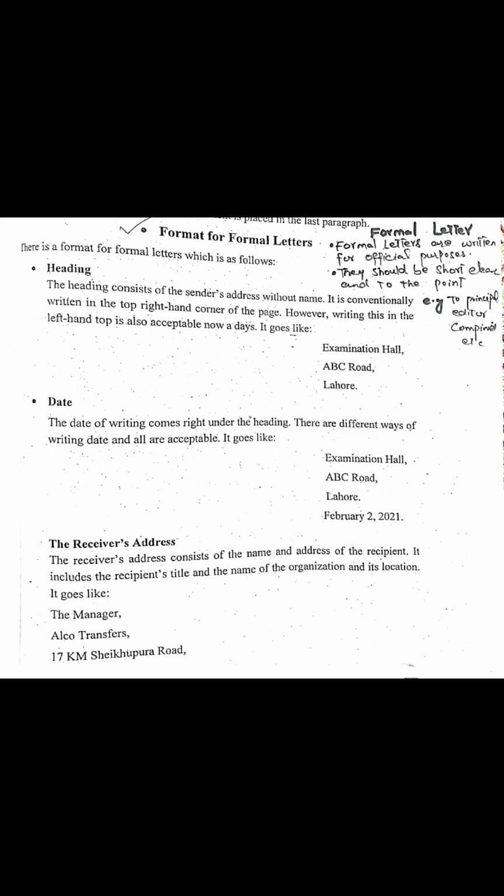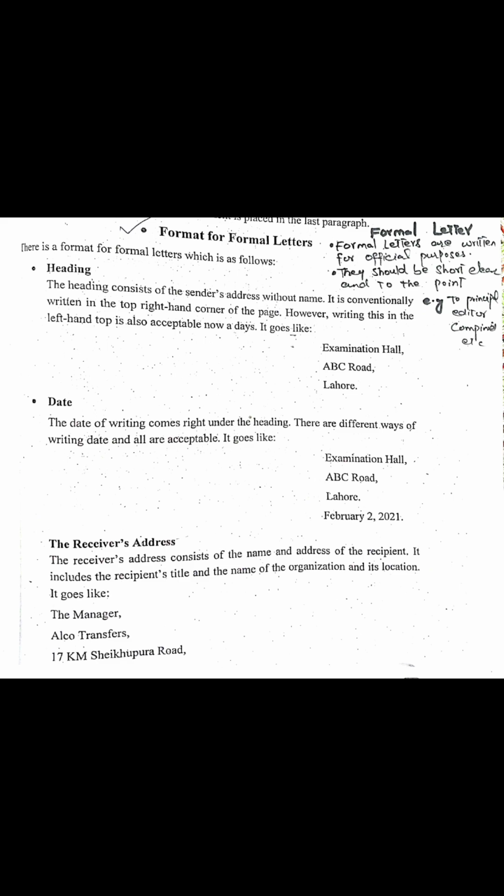And the next one is date. The date of writing comes right under the heading. There are different ways of writing date and all are acceptable. It goes like after examination hall, ABC road, Lahore, and then you have to put here date. Suppose you write here February 2, then put a comma, and 2023 or 2021, then it also takes a full stop. There are many ways of writing date and are acceptable. You don't worry about this.